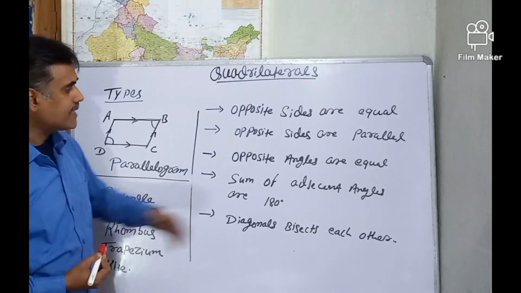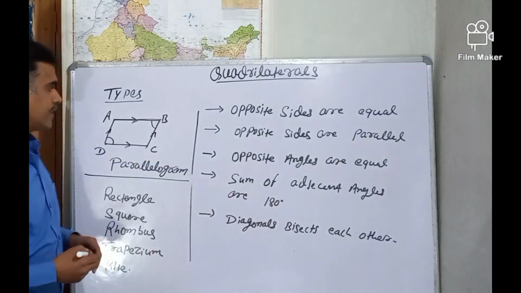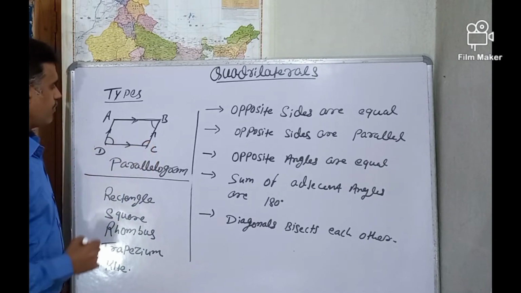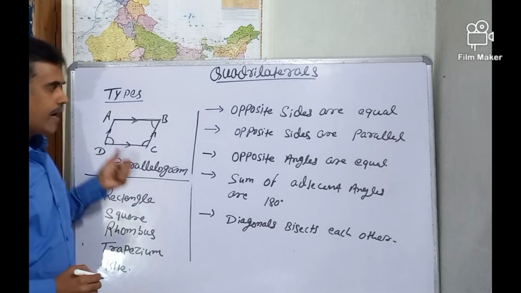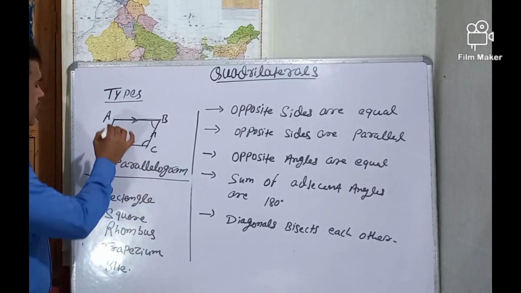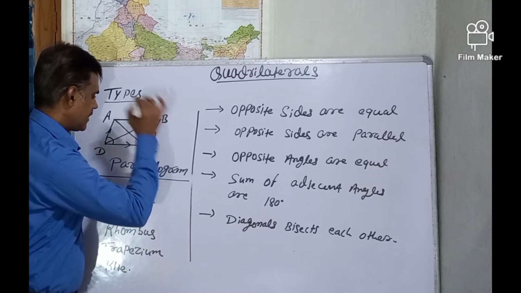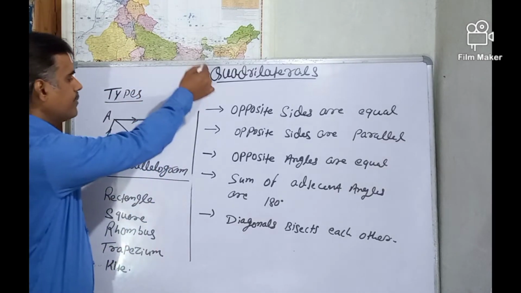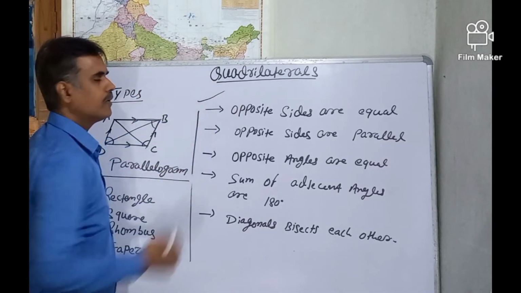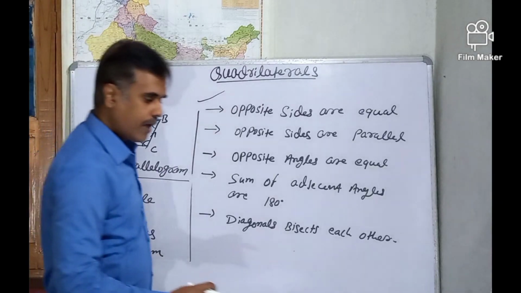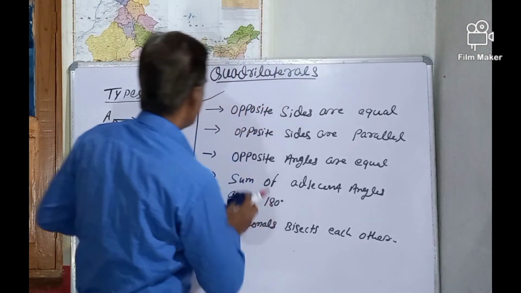and the sum of adjacent angles is 180 degrees, such that angle D plus angle C will always be 180 degrees. And another property of a parallelogram is that the diagonals of a parallelogram bisect each other. So these are all the properties of a parallelogram. Like this, all types of quadrilateral have some properties.